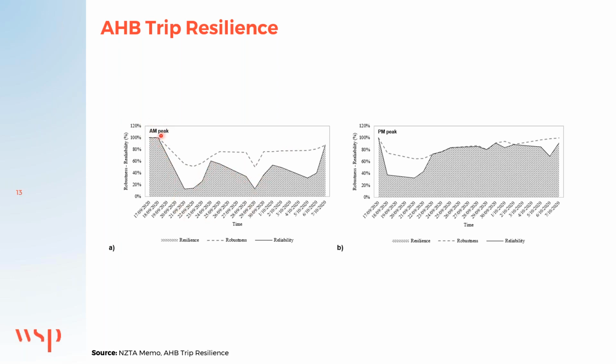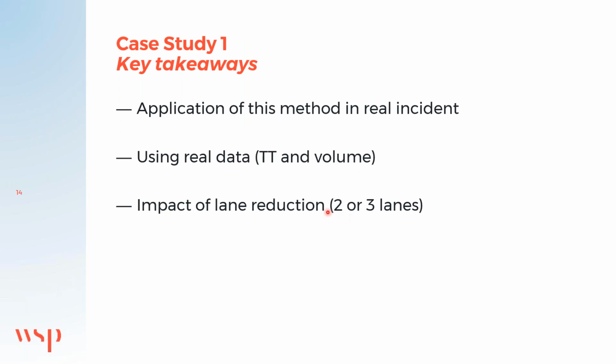So the AM peak is the worst because usually it is 5 lanes, but on that day, during the recovery period, it was 2 lanes or at least 3 lanes. But the PM peak was fine, because except for some days, you can see that there is no redundancy impact, and they went through the network with the same travel time as business as usual. So in this case study, it was a real incident.